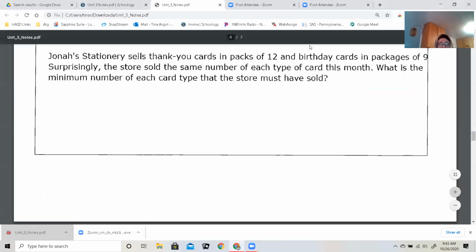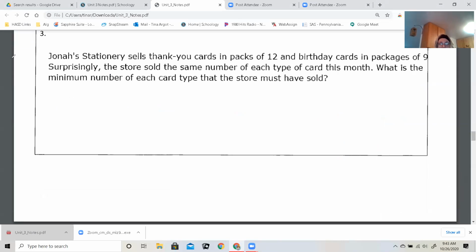All right. Jonas Stationery sells thank you cards in packs of 12 and birthday cards in packs of 9. Surprisingly, the store sold the same number of each type of card this month. What is the minimum number of each card type that the store must have sold? So minimum means smallest. So that would be your LCM. Minimum is smallest, so LCM. And then go do your trees for the numbers 12 and 9. And then remember, each prime number once to the highest exponent.